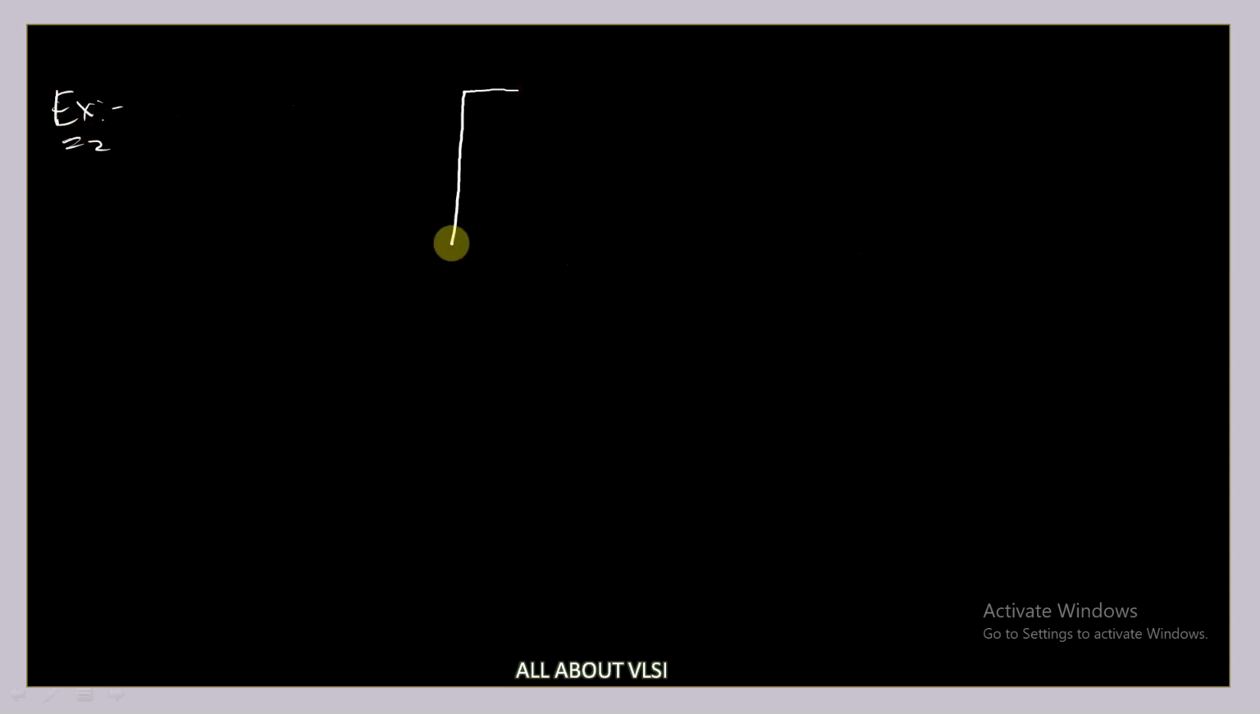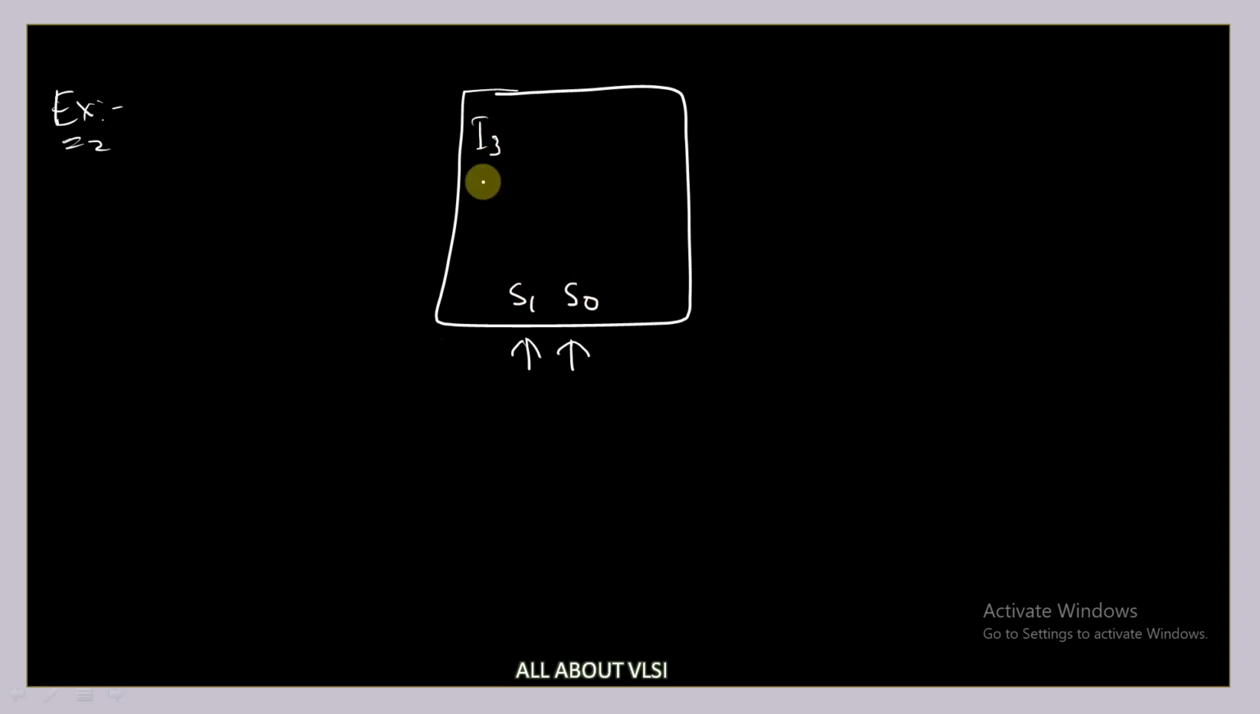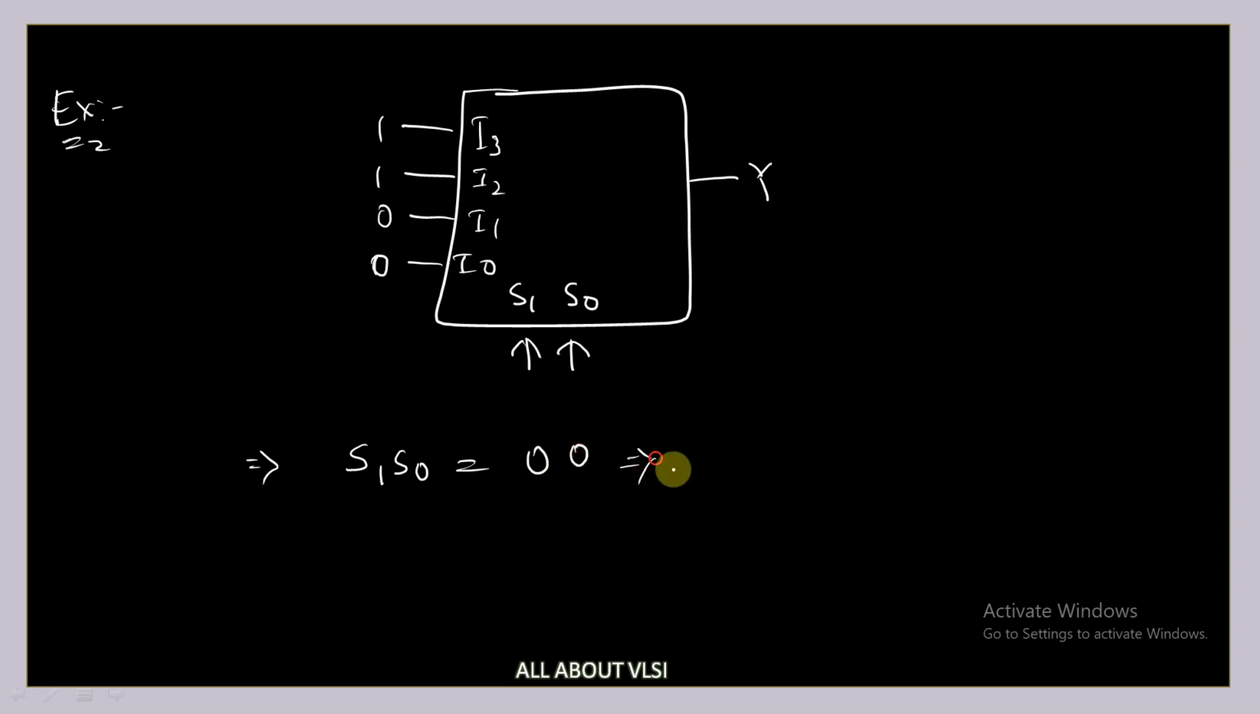Now for example, let's say you have a multiplexer like this, which is a 4 cross 1 mux, and it has two select lines S1 and S0, and it has the input pins I3, I2, I1 and I0, and this is your output Y. Let's say the inputs are 1 0 1 1 0. Now if my S1 S0 is equal to 0 0, I made my select lines 0, then can you tell me what is my output Y?